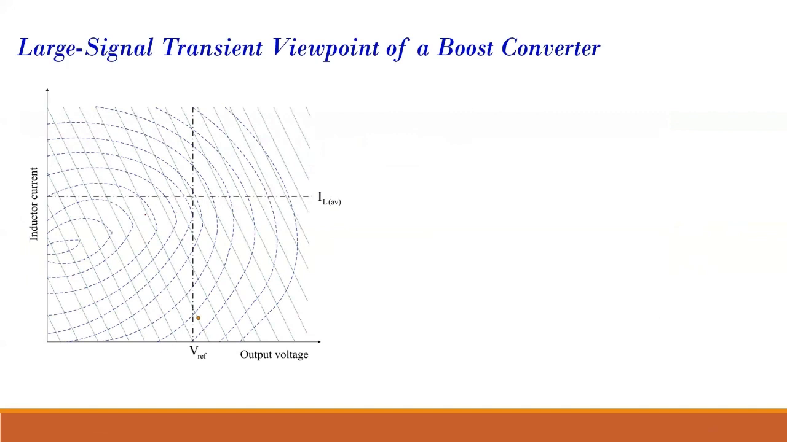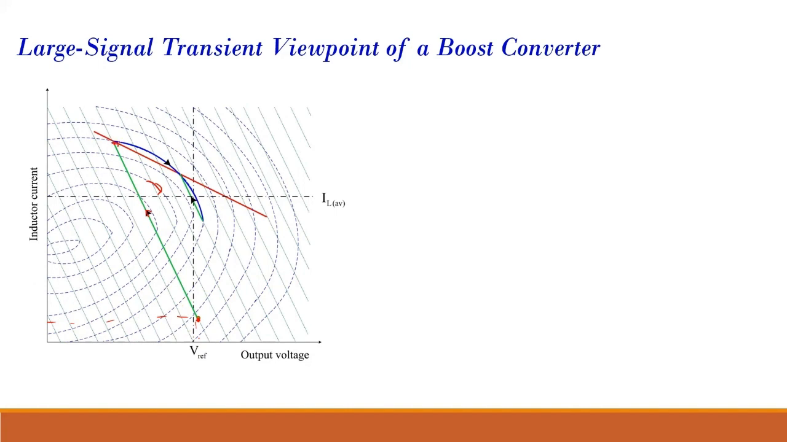These green curves are when the switch is on, and these blue curves are when the switch is off. So at this point, the inductor current is at this value and the output voltage is at this point. Now the switch is turned on, the inductor current rises, and the output voltage of the boost converter falls to this point.